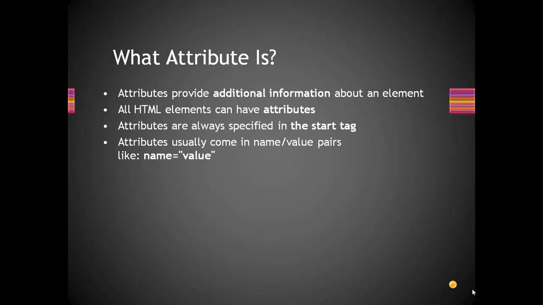What is an attribute? An attribute provides additional information about an element. All HTML elements can have attributes. Attributes are always specified in the start tag. You do not have to put an attribute in the end tag. Attributes usually come in name-value pairs. You have to first specify the name of an attribute and then its value.